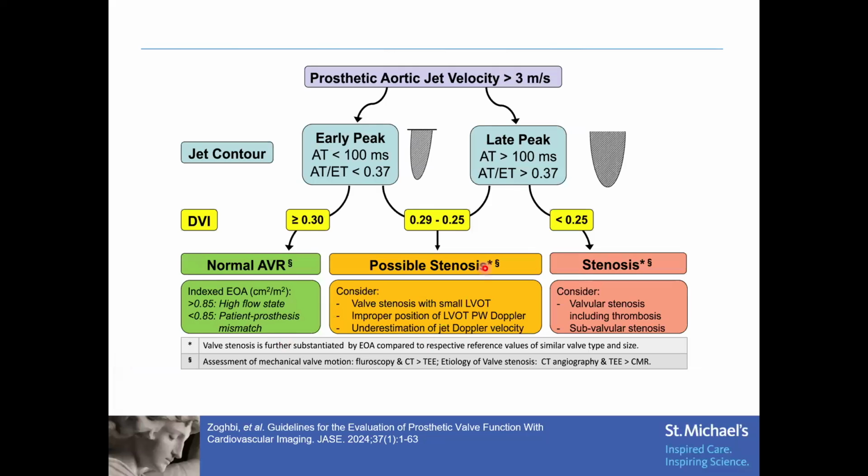And then when you're stuck in the middle here with the DVI between 0.25 and 0.29, you want to again look at the LVOT Doppler, make sure that the LVOT Doppler is not too far into the valve or too far out of that LVOT, because either way you may under or overestimate the gradients. And then you also want to look, as I said, for subvalvular structures. Often if the structure is significant, then you should be in this column here, but sometimes you could be in the middle column as well. So this is a nice little figure covering the key aspects of the guideline.